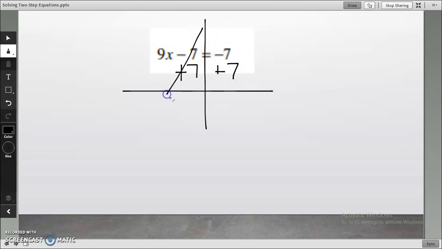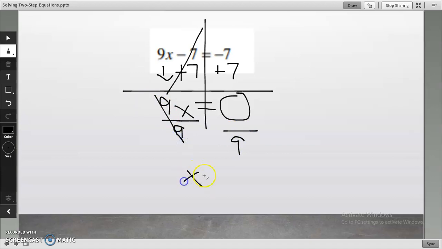So of course, this crosses out. That's what I want to happen, right? And I bring down my 9x. I always bring it down. Equals negative 7 plus 7 is 0, right? So the next thing, what am I doing to my variable? I'm multiplying by 9. So the opposite of multiplication is dividing. I already know what I'm going to get though, right? So my 9's crossed out over here, and I'm left with x is equal to 0.